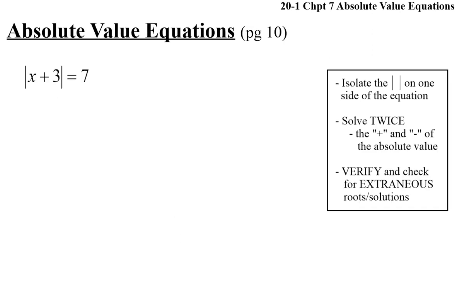So page 10. Here's probably about as easy a question as you're going to get. X plus 3 absoluted is equal to 7. Well, like we just talked about, the first thing these questions require is you want to isolate the absolute sign on one side. We have that. X plus 3 is by itself on one side in the absolute.